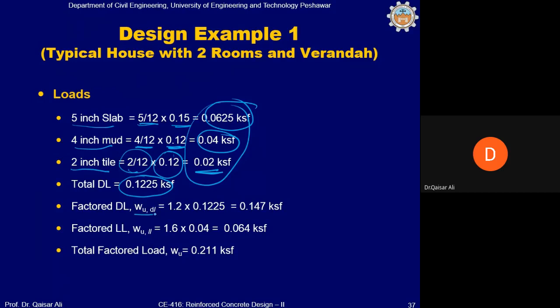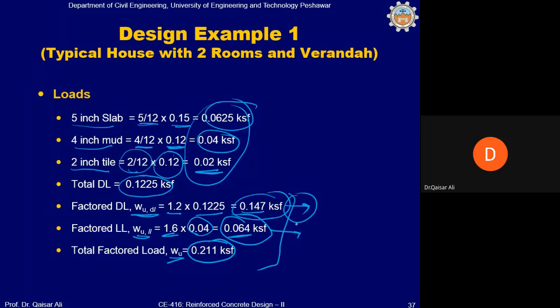From this you can calculate the ultimate dead load. So 1.2 multiplied by 0.1225, it is coming 0.147 ksf. Okay. Similarly, ultimate live load is equal to 1.6 multiplied by 40 psf or 0.04 ksf. It is coming 0.064 ksf. And the total factored load will be equal to 0.147 plus 0.064. It is coming 0.211 ksf. Why we calculated these separately? Because now you know that for positive moment calculation, we need ultimate dead load and ultimate live load separately. अब तो आपको पता है ना?